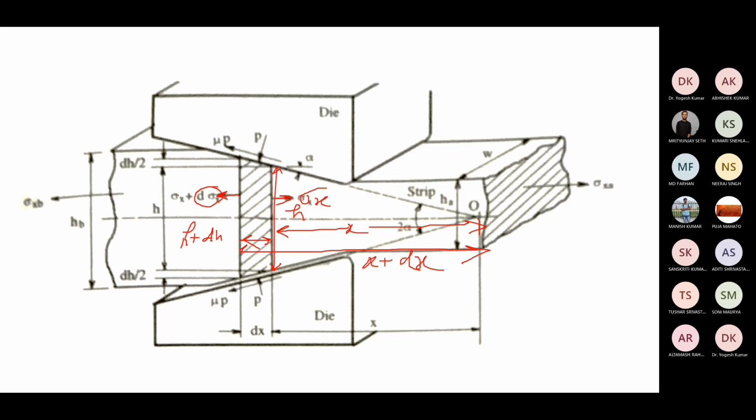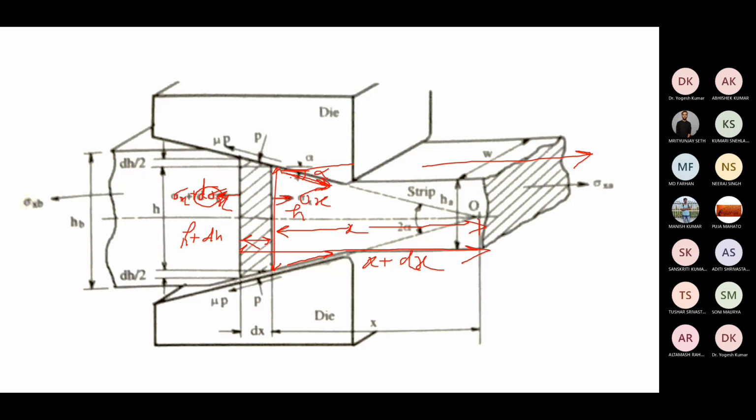So here the stress is sigma x plus d sigma x. And we can see what is the direction of material flow. Material is flowing in this direction. So obviously at this plane this is the material flow direction, and if you see inside the die, the material flow direction will be something like this, and at this point something like this, in this particular direction. So it is having a certain angle alpha from your horizontal, or you can say x-axis.